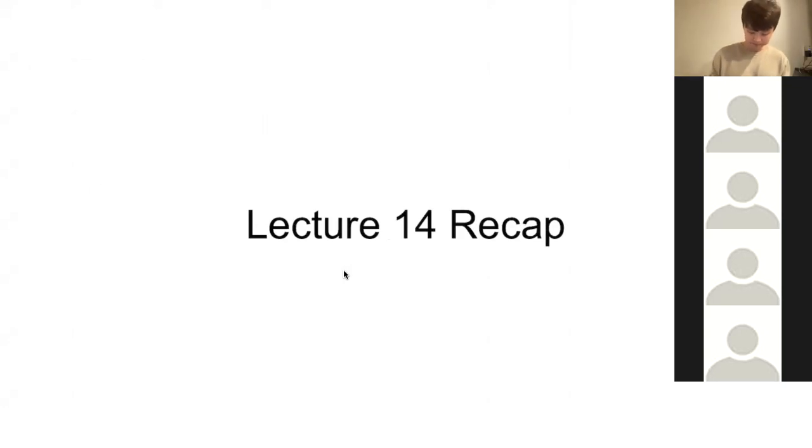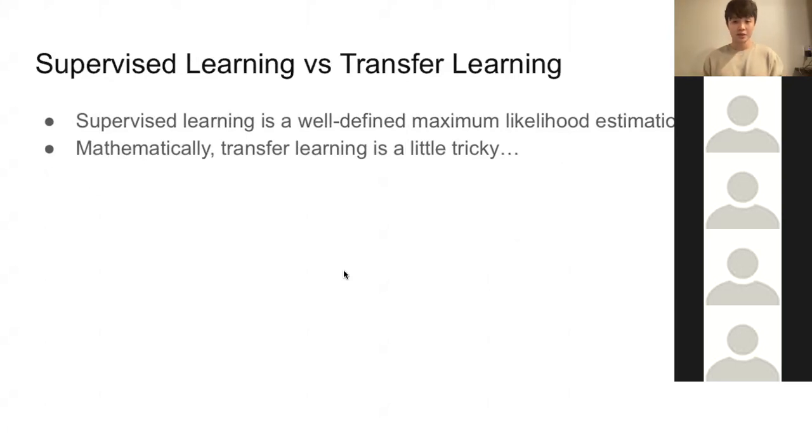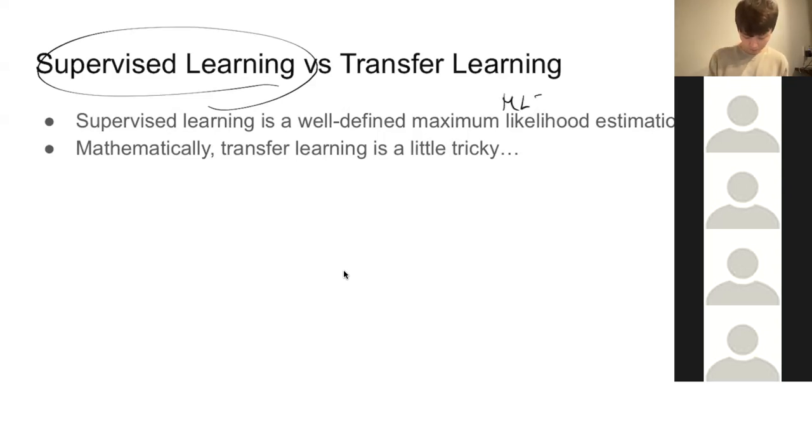Okay, so let's first begin with the recap of the last lecture. So last lecture was the first lecture after we entered the paradigm of transfer learning or fine-tuning, as opposed to supervised learning, which we devoted more than half of the semester on. Until lecture 13, we were just focusing on supervised learning or self-supervised learning, like language models, which is straightforward in terms of the loss that you give the model and how you train it, right? And it's very convenient because in supervised learning, the loss is a well-defined maximum likelihood estimation, or MLE. So statistically or mathematically, it's a very good property.